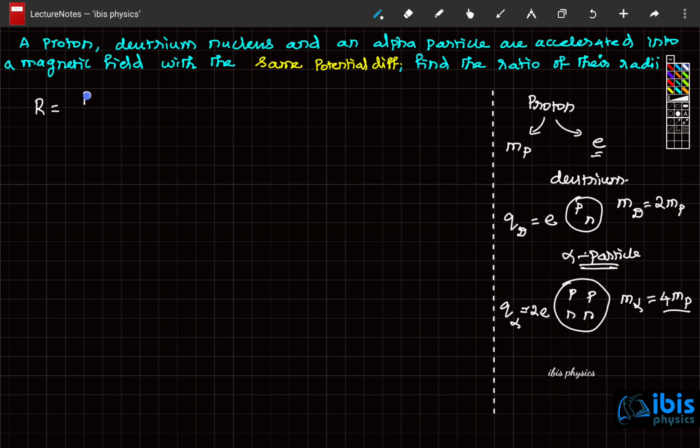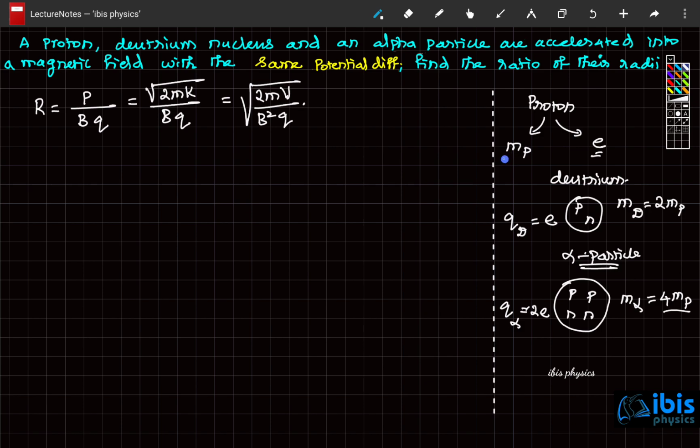We know that the radius is either momentum by Bq, or root over 2m into kinetic energy by Bq, or it can be root over 2mV divided by B square q. Here they are saying they are all accelerated by the same potential difference. So the thing that changes is the root of q, which is not there when the kinetic energy is the same. When they are accelerated by the same potential difference, the radius is inversely proportional to the square root of q, but here it is not.